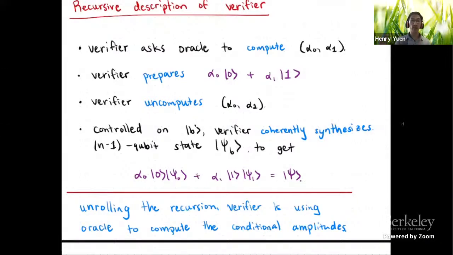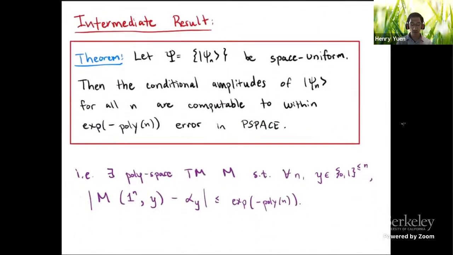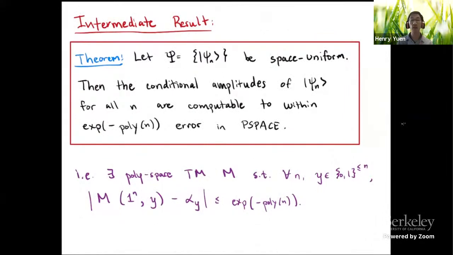So this is the protocol with the trusted prover, and if you unroll this recursion, what you see is that the queries that the verifier is making to the oracle are really just to get these conditional amplitudes. All right, so our goal is to remove this trust assumption, and so the intermediate result is: we know something special about the states that we want to synthesize. They come from a space uniform family. It turns out that the conditional amplitudes of states from space uniform families are actually computable, at least within some small exponential error, in classical PSPACE. There's a polynomial space classical Turing machine that, on input n and given a particular conditional amplitude to compute, will compute it for you.